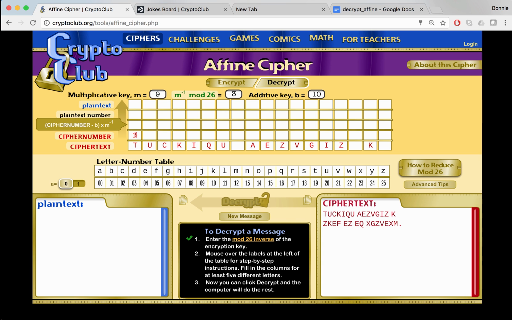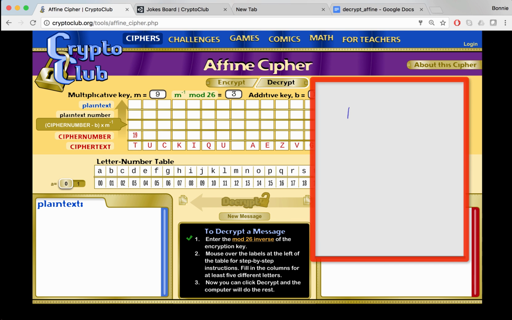Next, we need to calculate the number. We have just one step to do it, but we can use some paper. First, we subtract 10 from 19 to get 9. Then we multiply 9 by 3 to get 27. Our calculated number is 27. We reduce mod 26 by subtracting 26. 27 minus 26 is 1. And the plain text letter is a B.